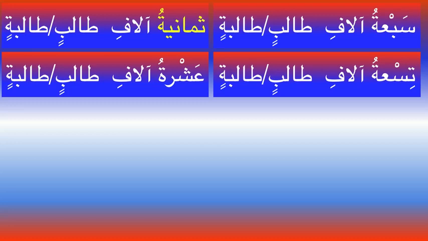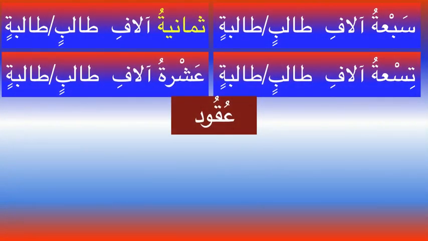So up to 10,000, the word alf will be used in plurals for more than two, but after 10,000, the singular mansoob form of 1,000 will be used. For example, the uqood, like ishroon, the numbers which have the pattern of jama mudhakkar salim. So if you want to say 20,000, you say ishroona alfa talibin. Here we don't say more than 10,000 ishroona alafin; instead of alafin, it will be alfa.